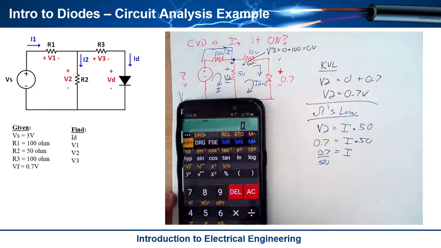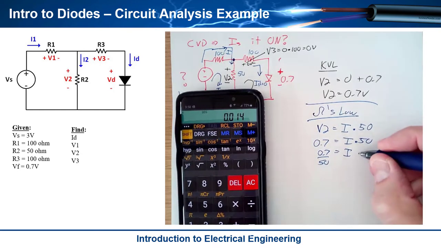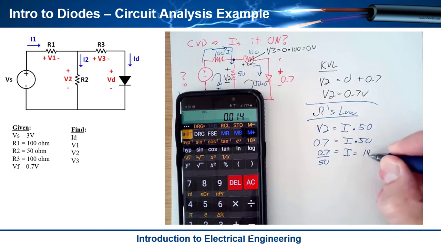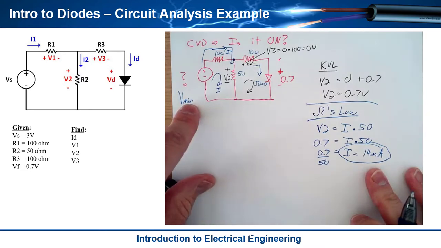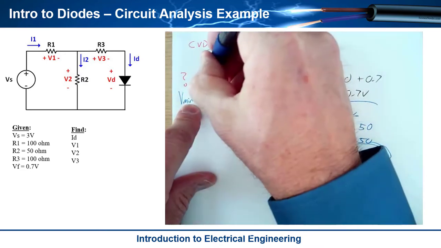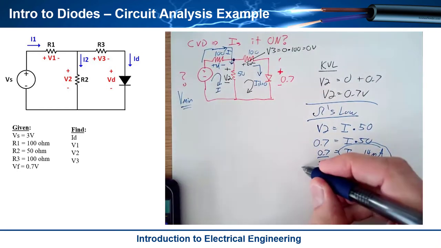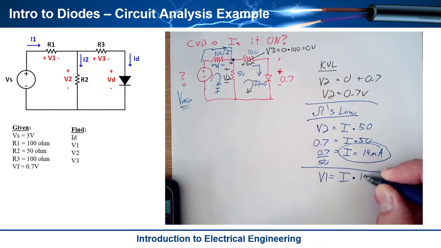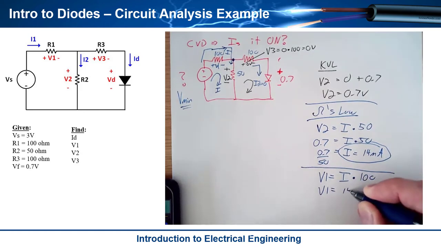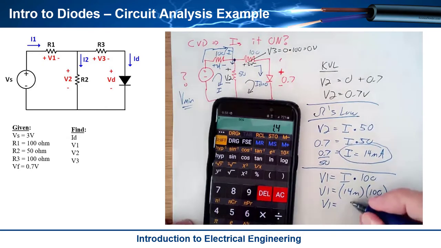Then I bring out a calculator and say 0.7 divided by 50, and I end up with 14 milliamps. Now why was that important? It's important because I'm ultimately trying to find V minimum. I can now use that to figure out what V1 is. That current, 14 milliamps, is also going through V1. So V1 is equal to I times R1, which is 100. So 14 milli multiplied by 100, and I'm left with V1 equal to 1.4 volts.